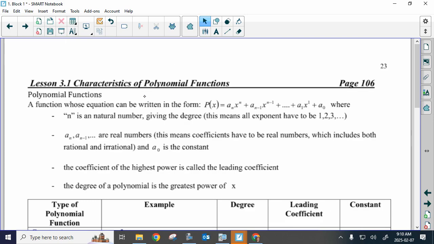And so we've actually done polynomial functions. We've done 2 of them before. In grade 10, we did linear functions. In grade 11, we did quadratic functions. And they're part of the bigger polynomial family.